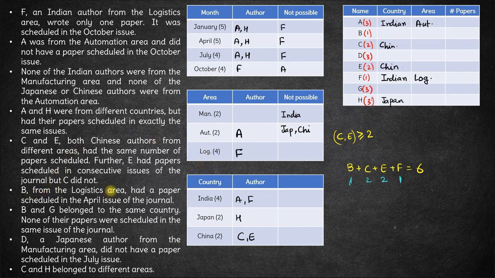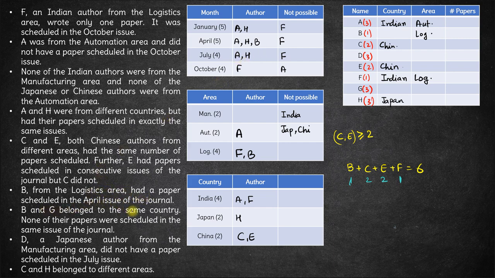Next is B from logistics area. So we know B is from logistics. B from logistics area had a paper scheduled in April issue. So B had a paper in April.